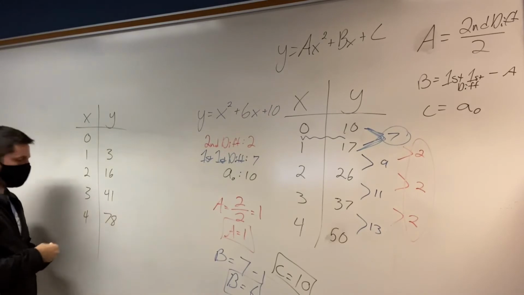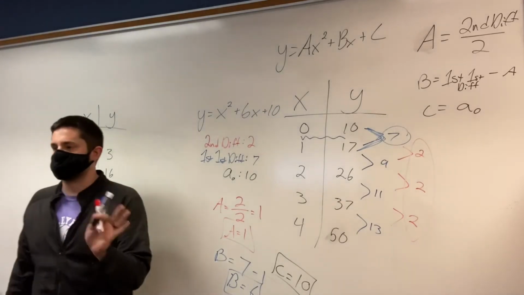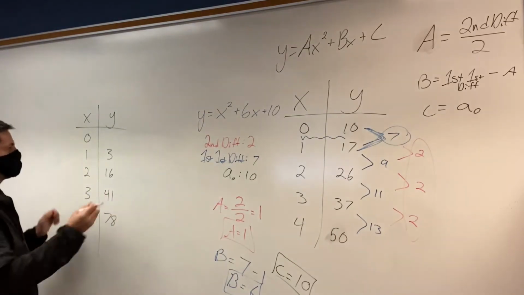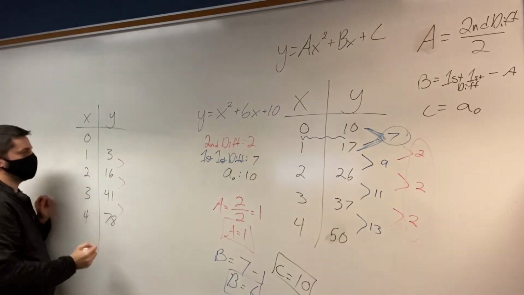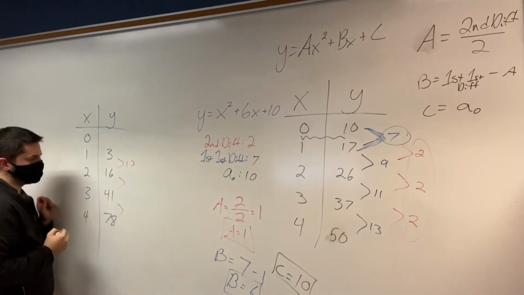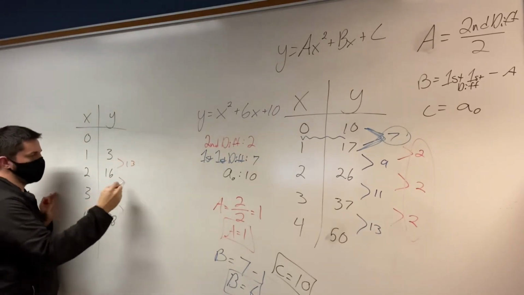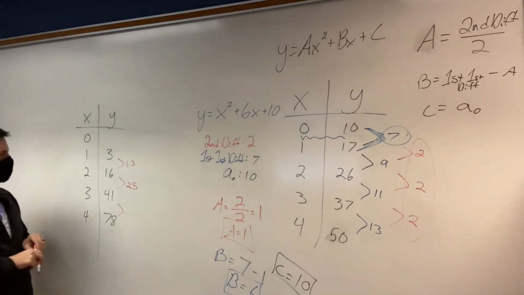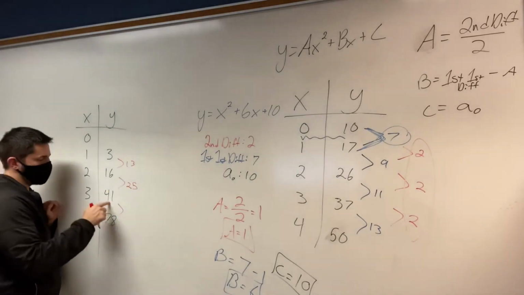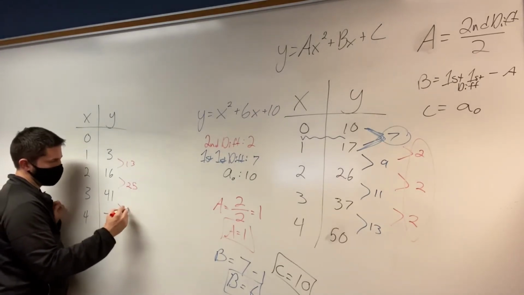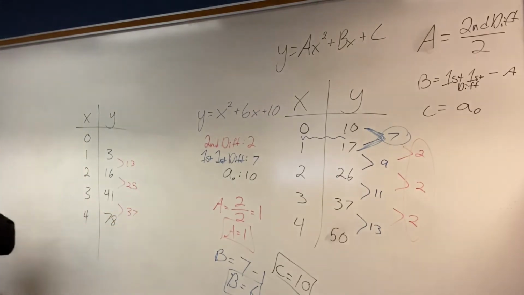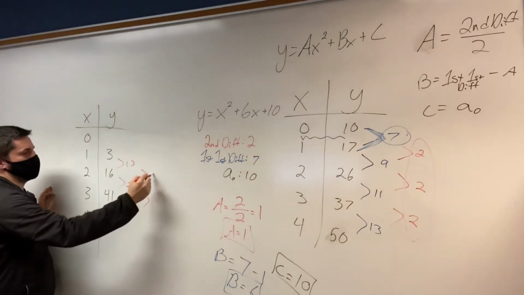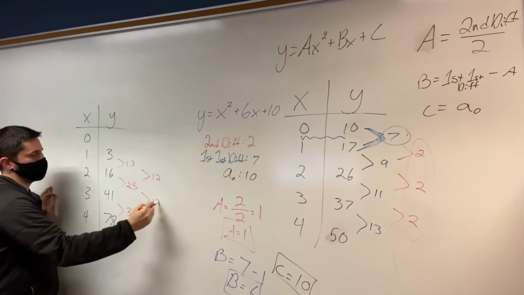So on this one, I'm going to color code it by steps instead of by layers. So first step is going to be in red. The first step is just getting all my differences, okay? So 3 going to 16 is 13. 16 going to 41 is 25. 41 going to 78 is 37. It's not linear, so I continue on. I go again here. 13 to 25 is 12, and 25 to 37 is 12.